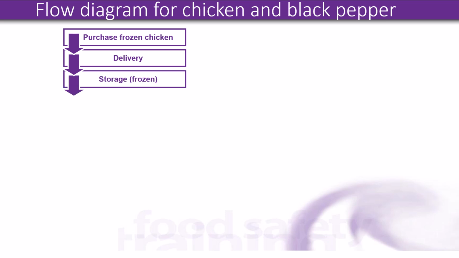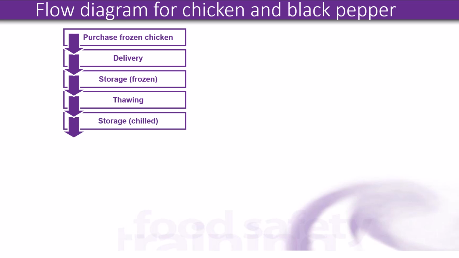It's delivered. It's put into frozen storage at minus 18 degrees C or less. Then it's thawed under controlled conditions, preferably in a fridge. Then it's stored in a fridge at less than minus 4 degrees C. Then it's cooked, and cooked to a temperature of 75 degrees C core temperature.